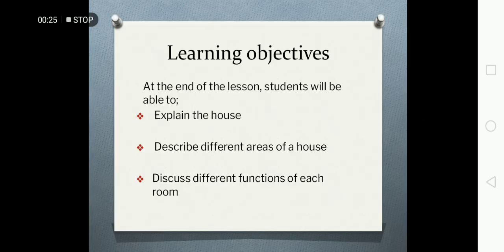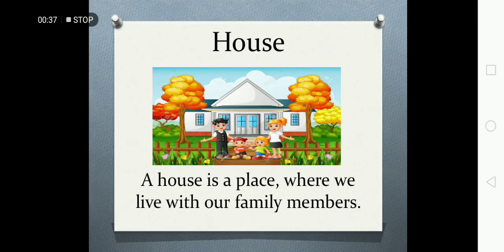At the end of the lesson, you will be able to explain a house, describe different rooms or areas of a house and different functions of each room. What is a house? It is a place where we live together with our family members. Our family includes mama, baba, brothers, sisters, and grandparents as well.